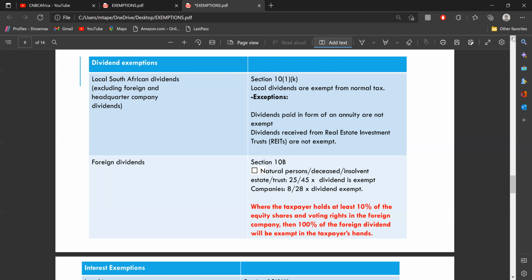Where the taxpayer holds at least 10% of the equity shares and voting rights in the foreign company, then 100% of the foreign dividend will be exempt in the taxpayer's hands. So if the taxpayer holds 2% of the equity shares in the company, then they qualify for the 25/45 if they are a natural person, and 8/28 if the taxpayer is a company. But if the shareholding is at least 10%, then they qualify for 100% exemption in terms of section 10B of the Income Tax Act.